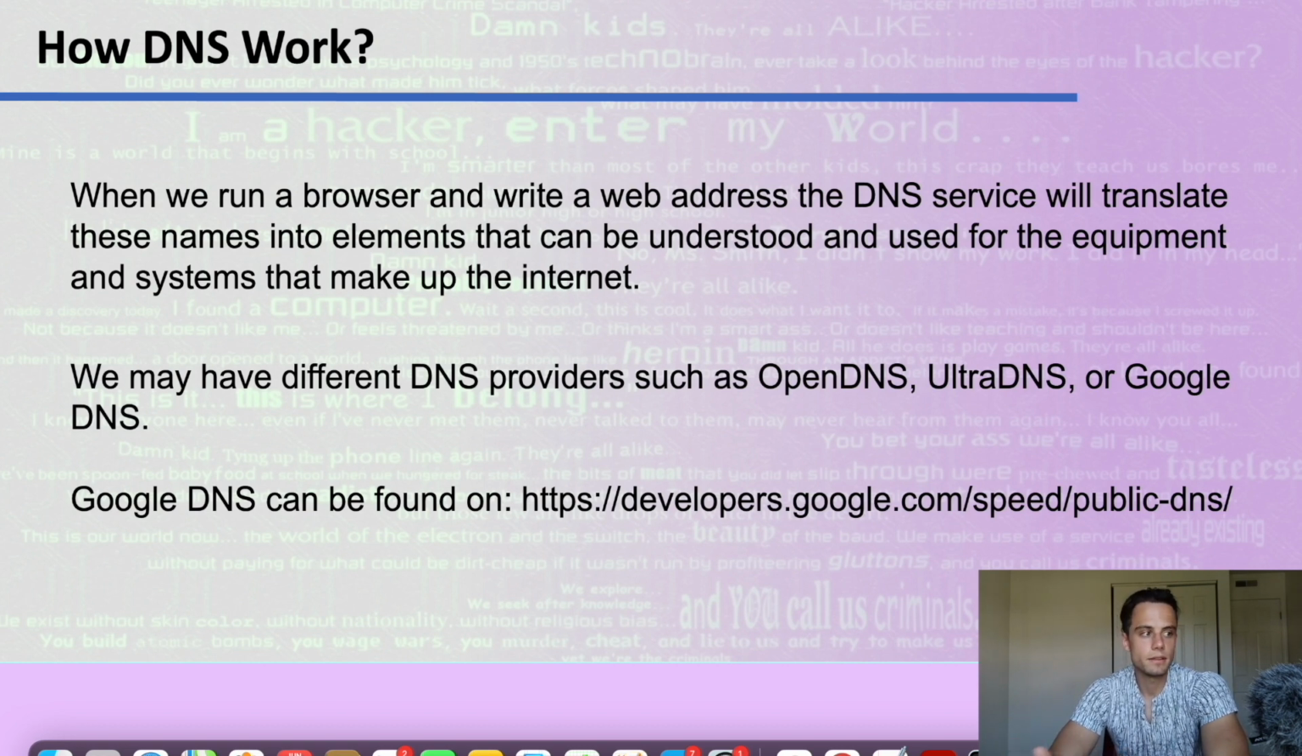The DNS providers are actually pretty different. You can have different DNS providers. They could be, for example, OpenDNS, UltraDNS, and Google DNS as well. And if you want to learn about Google DNS, you can access the following link and see some information about it. So let's actually do it.